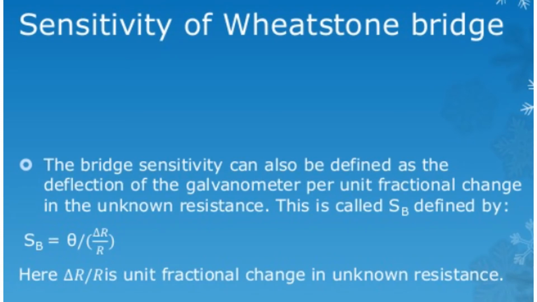Next is the sensitivity of the bridge. The bridge sensitivity can also be defined as the deflection of the galvanometer per unit fractional change in the unknown resistance. This is called SB, defined by theta divided by delta R by R, where delta R by R is the unit fractional change in the unknown resistance.